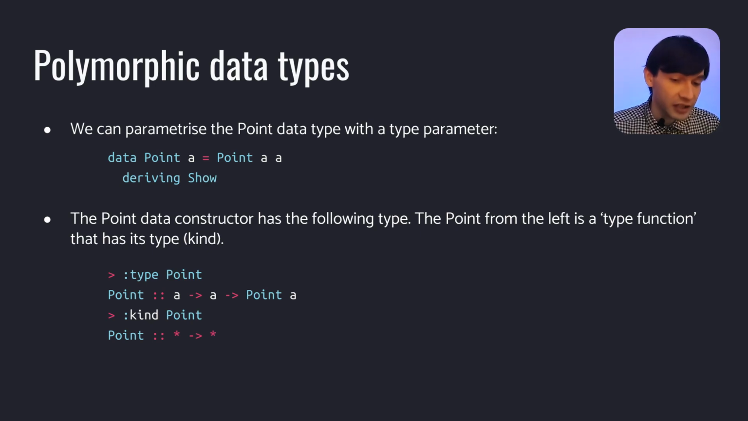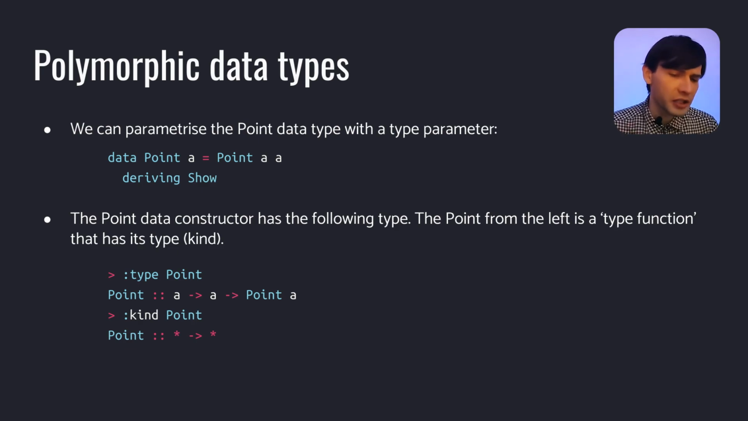The last sentence is written down here on the last line formally using this notation, star, arrow, star. And star is a kind of a type, roughly. And here we have a kind of function that takes a type and returns another type, as I have already said.